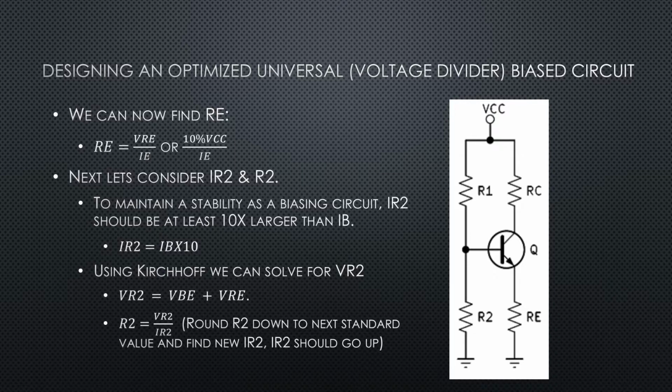Now that's going to give us a resistor value that is probably not a standard value. So you're going to want to round that number down to the next standard value, and then you'll see that IR2 will go up. And that's fine because we want IR2 to be at least 10 times bigger than IB. So if it's bigger than 10 times, that's fine.